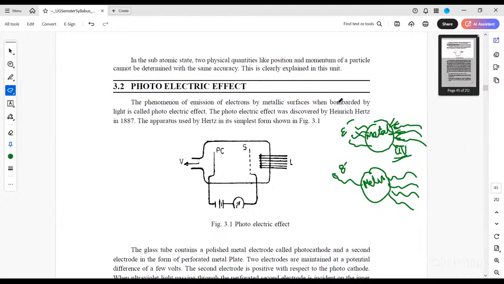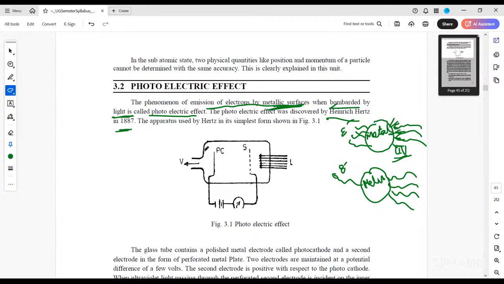Here what is mentioned? Emission of electrons. From where is it emitting? Emission of electrons from the metal surface. When is it emitting electrons? When bombarded by light, when light is falling on the metal surface. This is called the photoelectric effect. This photoelectric effect was discovered by Heinrich Hertz in the year 1887.